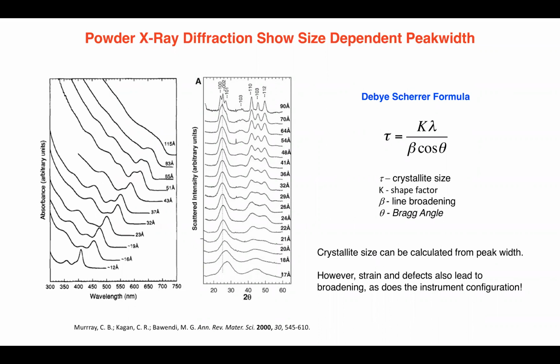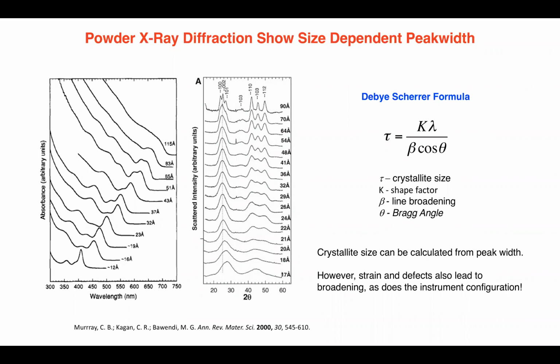And what you'll notice in this series of patterns is that the width of the peaks is changing. Down here at the small end, you'll see very broad signals, and as the crystallites get larger, the peaks sharpen. This is a very well-known phenomenon. People will use this to model the crystallite size. There's a pretty well-defined relationship between the width of the peak and the size.